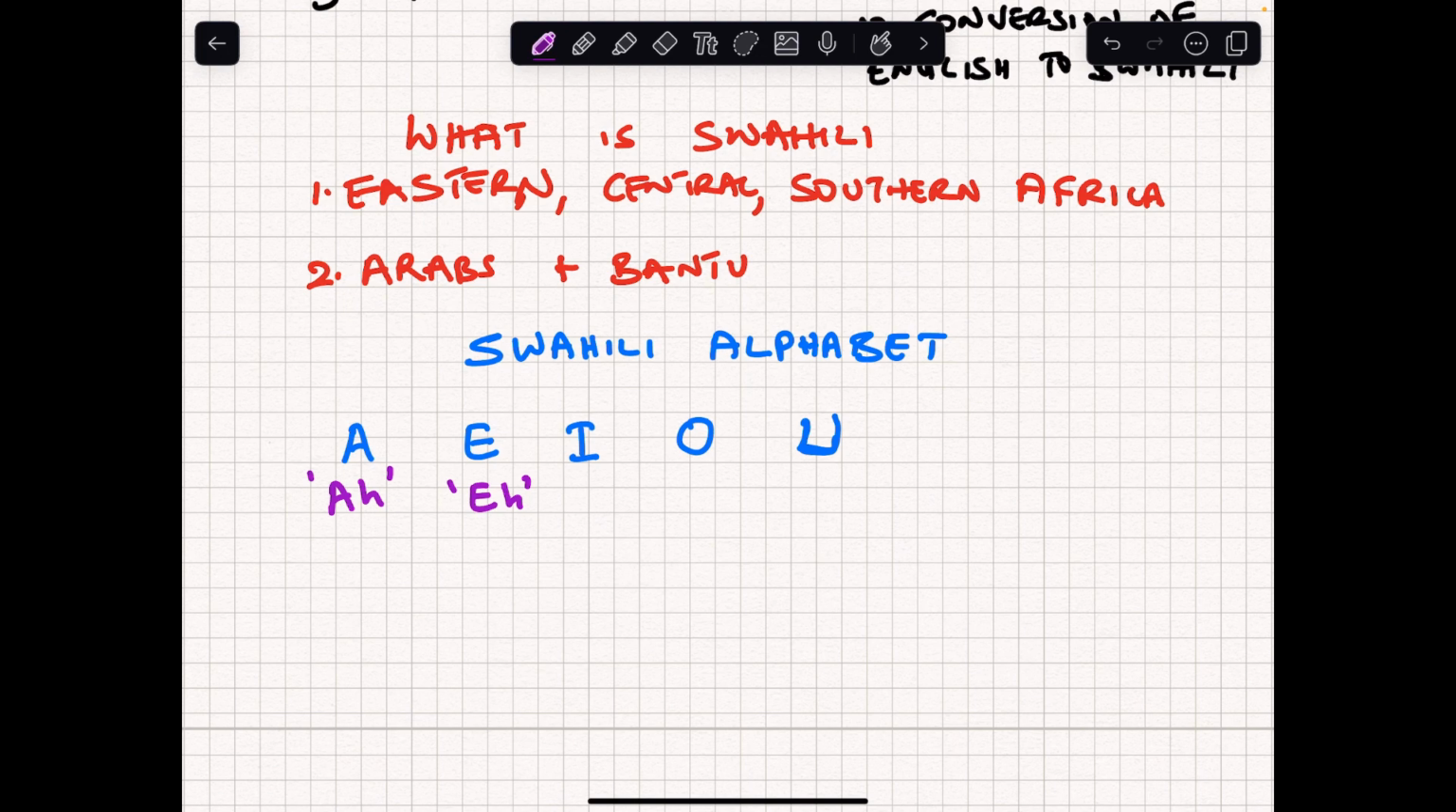And then E, maybe I will write it this way, E. And then O, it's not a U sound in English where you have two O's next to each other, but it's like O. You stretch it a little bit, O. But we'll look at some examples where you actually put more than two vowels together, and then the sound becomes even longer. And then the last one is U, which you say U.